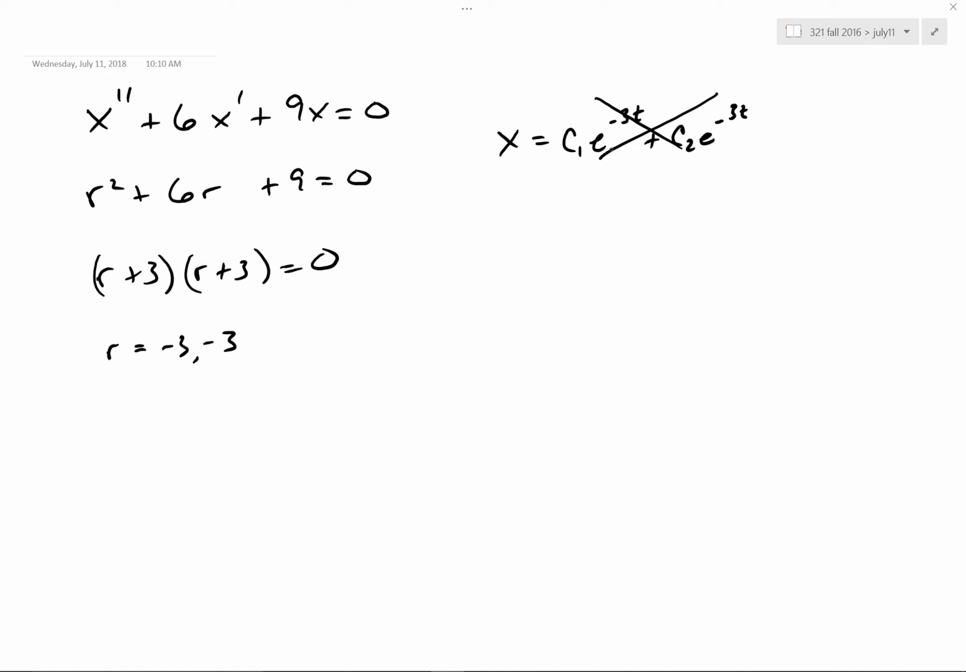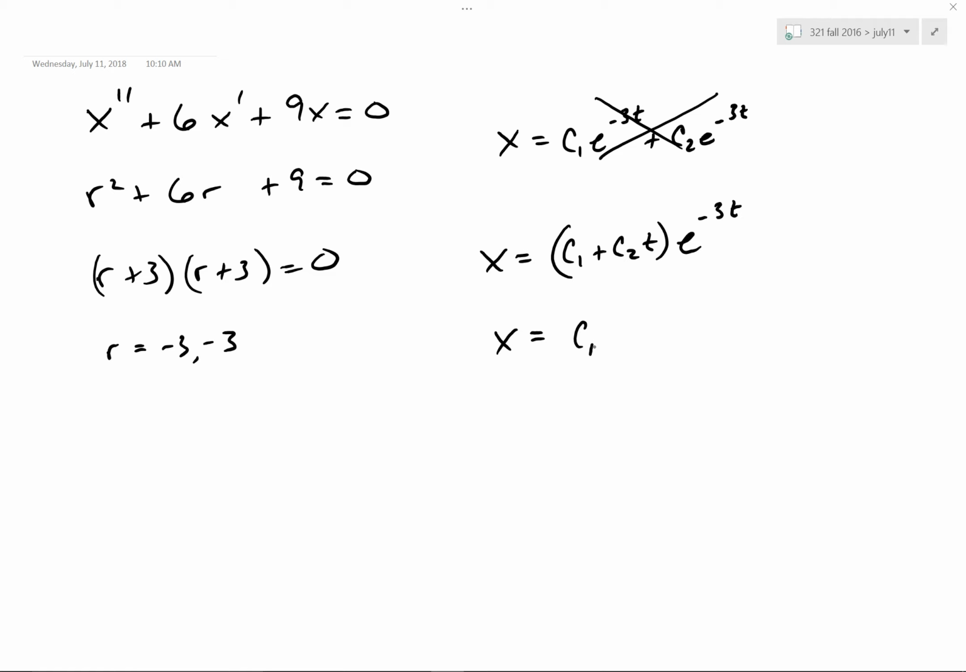And by the way, it looks stupid to write it like this, because wouldn't you just rewrite that as (c1 plus c2) times e to the negative 3t? In reality, what is c1 plus c2? It's just a constant, isn't it? And so it's going to go away. So this case here is not linearly independent. If you remember last week, what did we say when that happens? We do (c1 plus c2 t) times e to the negative 3t. That's how we got around that.